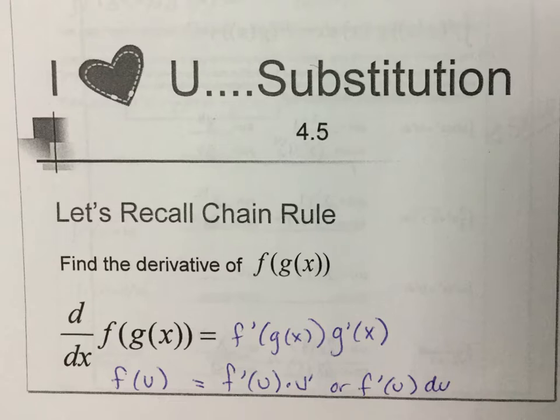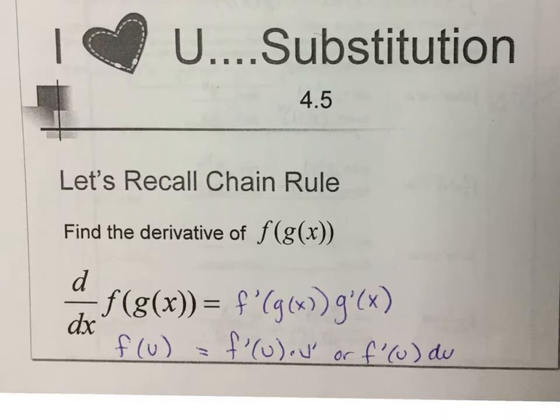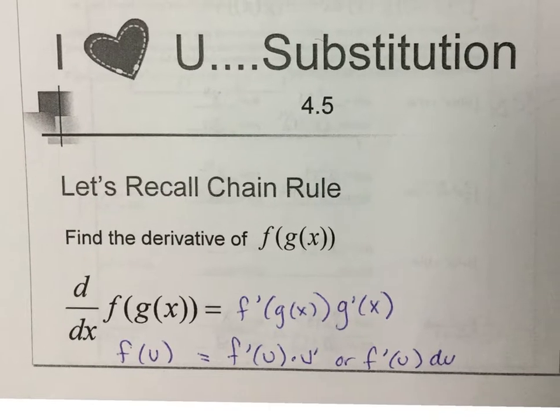So if you remember on Tuesday, we talked about the chain rule, which is finding the derivative of a composition of functions. So it's the derivative of the outer times the derivative of the inner function. Our goal is to go backwards today and be able to integrate a composition of functions and get it back to its original state.